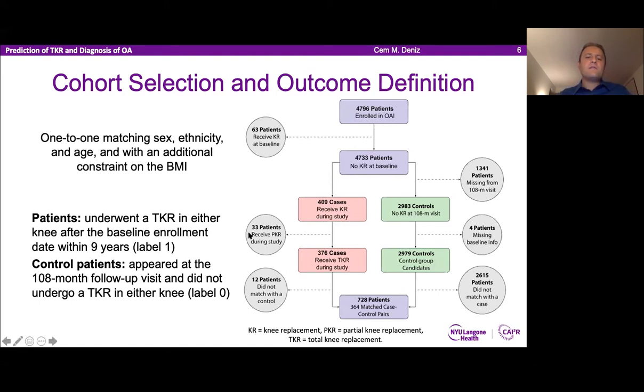So the patients, as I mentioned before, are defined as those who underwent a total knee replacement in either knee after the baseline enrollment date within 9 years. So these are labeled as ones. And control patients who appeared at the 9-year follow-up visit and did not go on to total knee replacement in either knee, we labeled them as 0. So we're looking at the binary classification problem to distinguish patients from control patients.